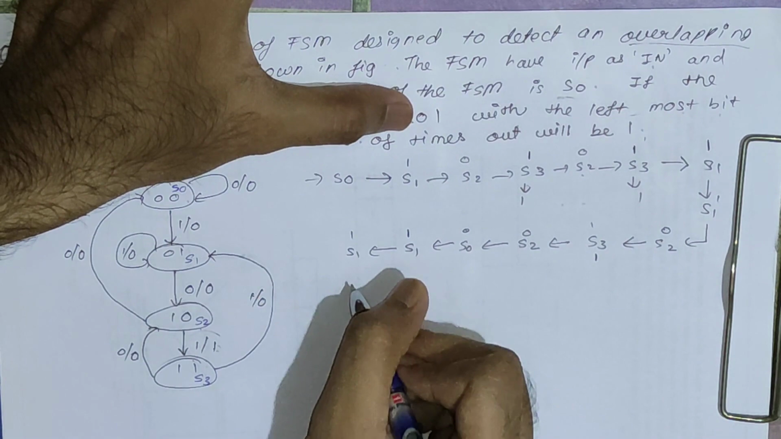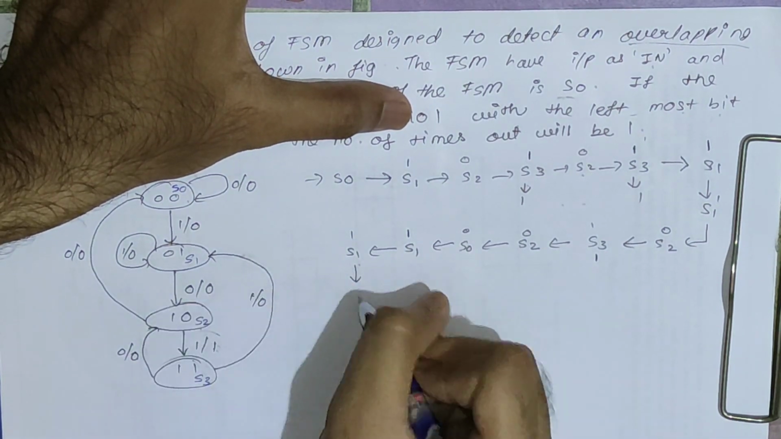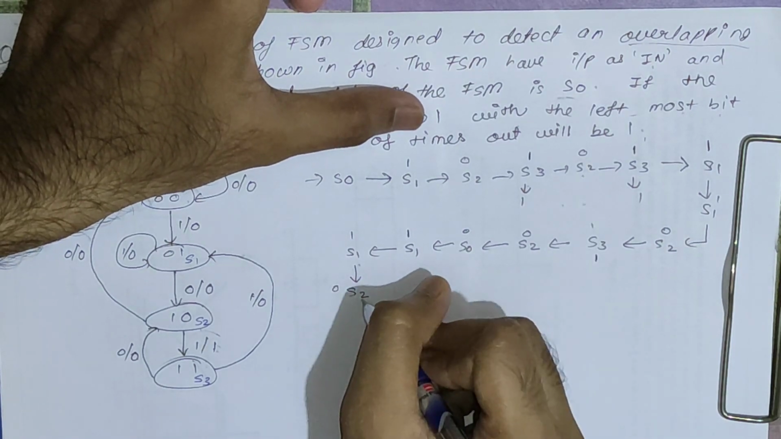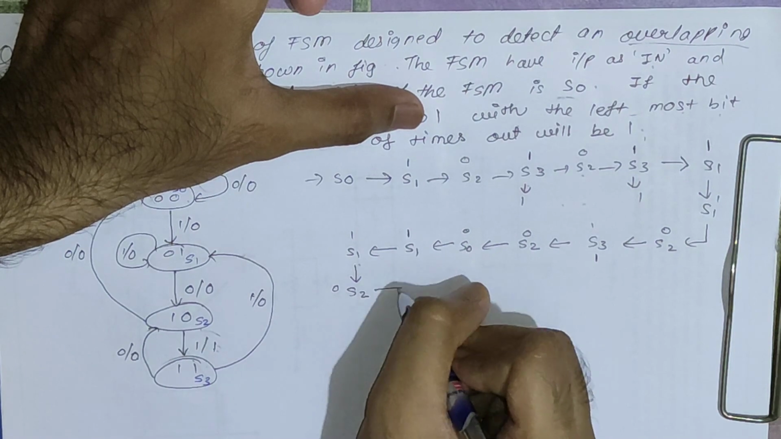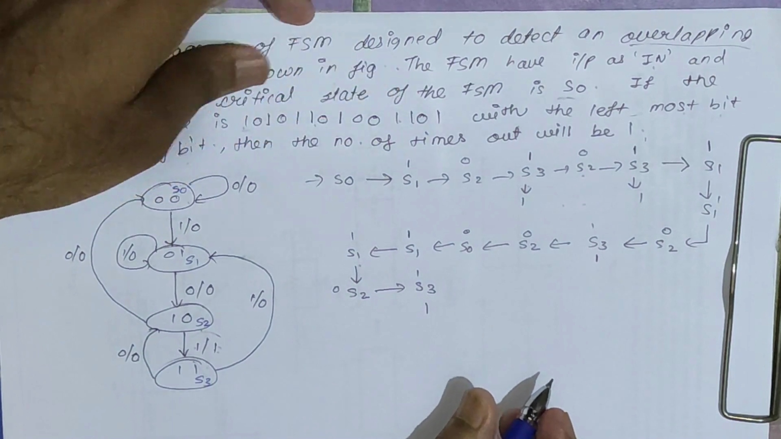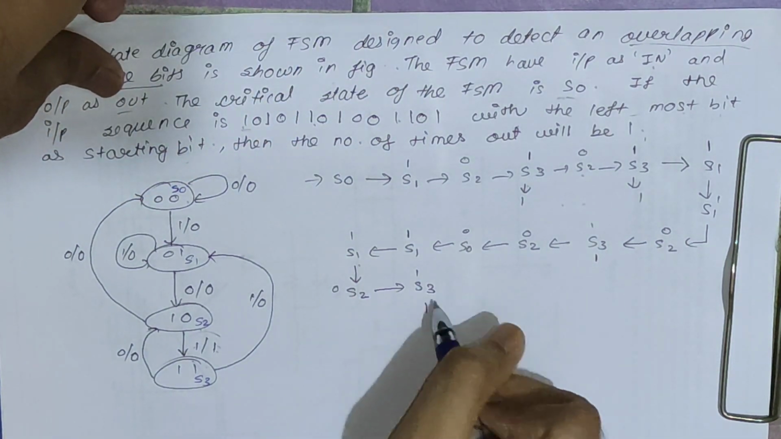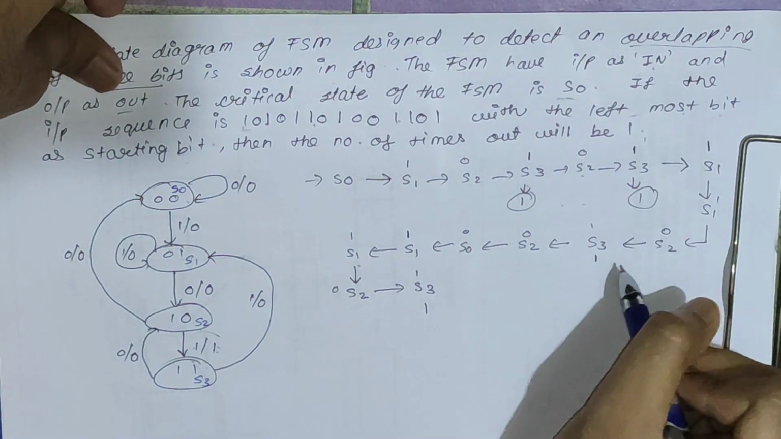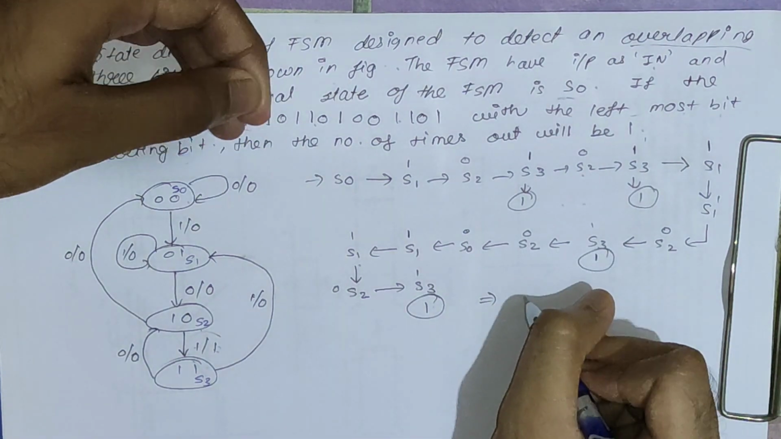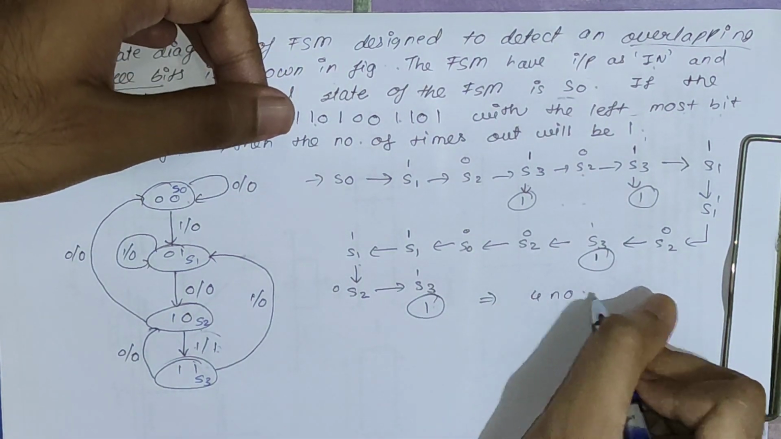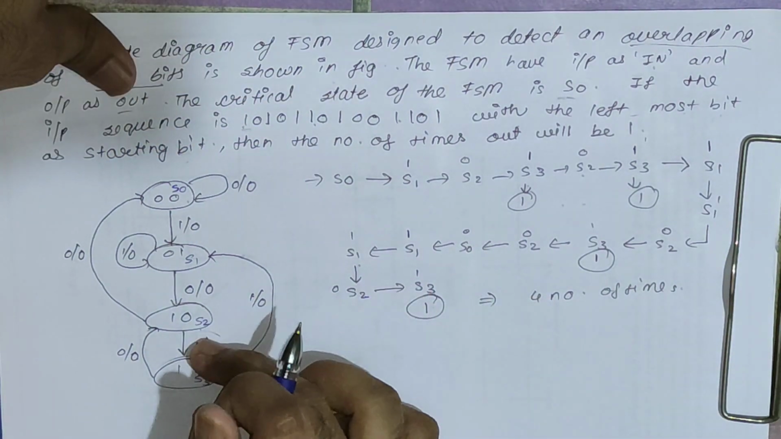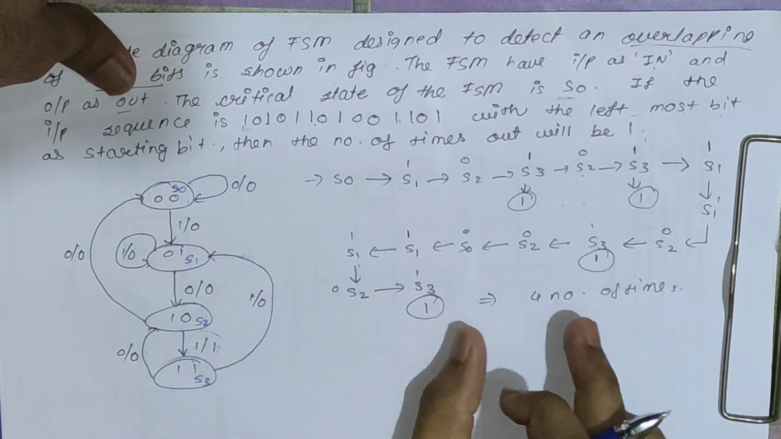Okay. Now at S1, if the input is 0, then you will switch to S2. Okay, saying that input was 0. Now at S2, if the input is 1, then you will switch to S3, saying that input is 1 and the output was 1. So now you can count the number of times you get the output as 1: 1, 2, 3, 4. So you can say the output is 1 for 4 number of times. Basically what it means is the sequence is detected 4 number of times by giving the output as 1.